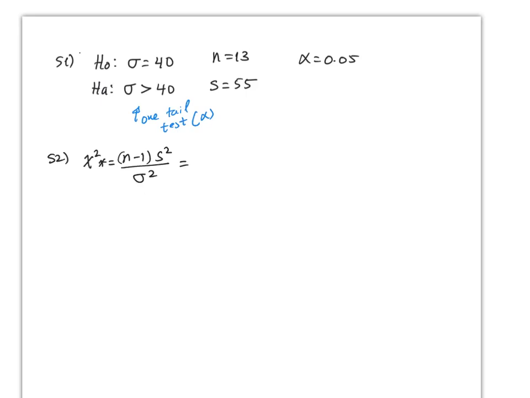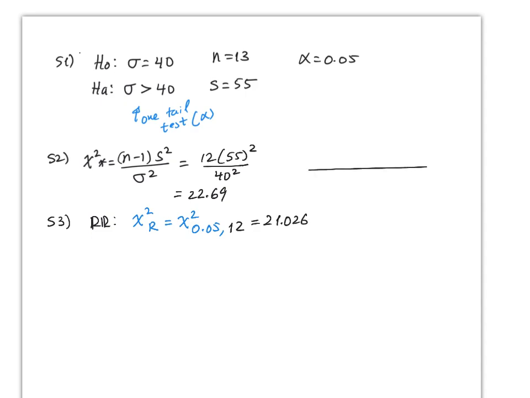So in our case, this will be 12 times 55 squared over 40 squared, which is equal to 22.69. Alright, so then for step 3, we only need to figure out one side for the rejection region. So the rejection region is going to be only chi-square right, which would be chi-square of 0.05. You don't have to divide it by 2. And the degrees of freedom is 12.